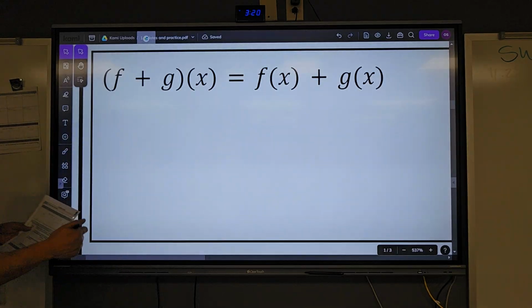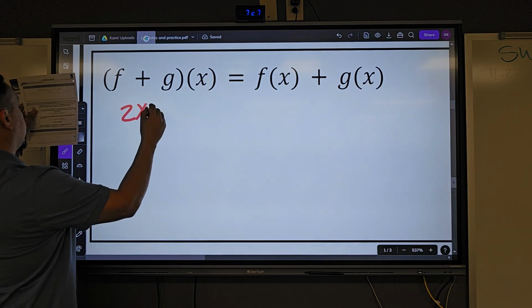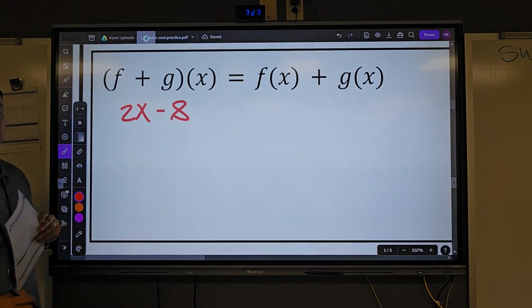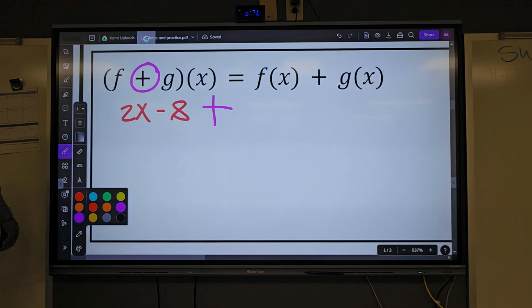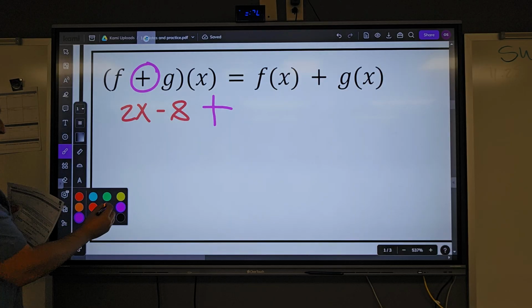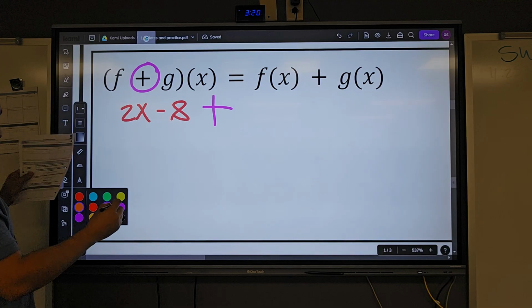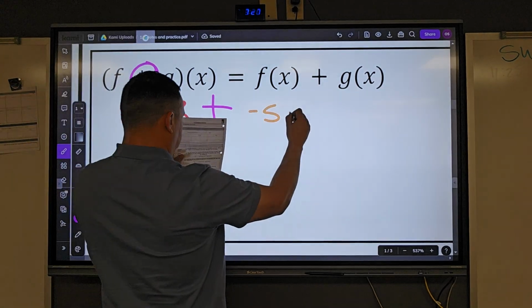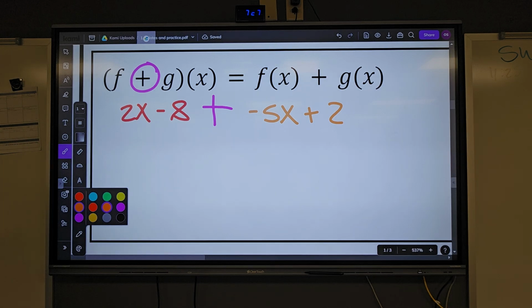So F for this problem would be 2x minus 8. And then I'm adding F plus G. So I'm going to add G, and G for this problem is negative 5x plus 2. So there it is, just F plus G. F is the red one, G is the orange one. So that's how you set it up.